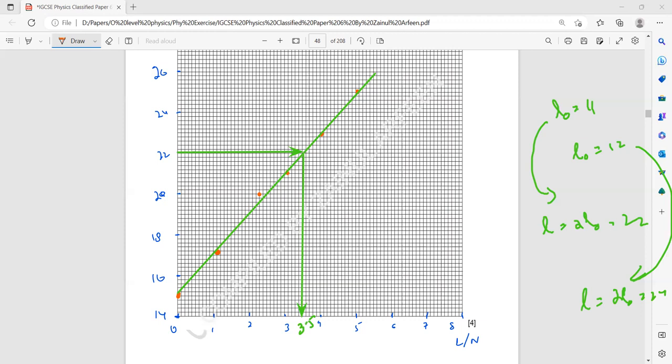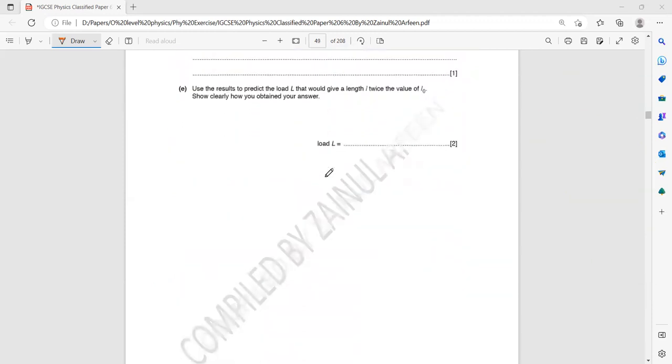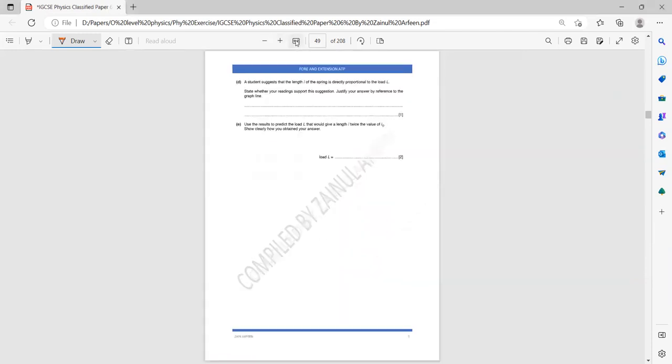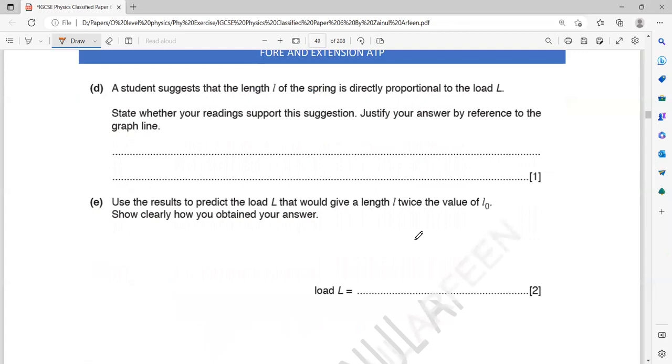How will you know whether it should be a best fit straight line? In physics, most of the quantities should have a best fit straight line. In chemistry you draw line curves, but in physics straight line graphs are there. So a straight line graph should always be best fit. So the load is equal to 3.5 Newton. Is this one clear? Yes, sir. Clear.